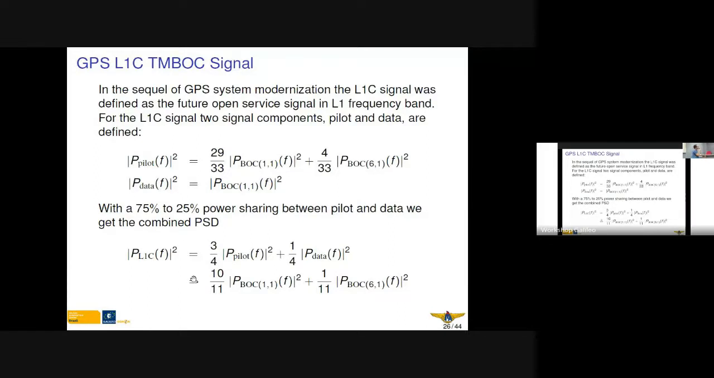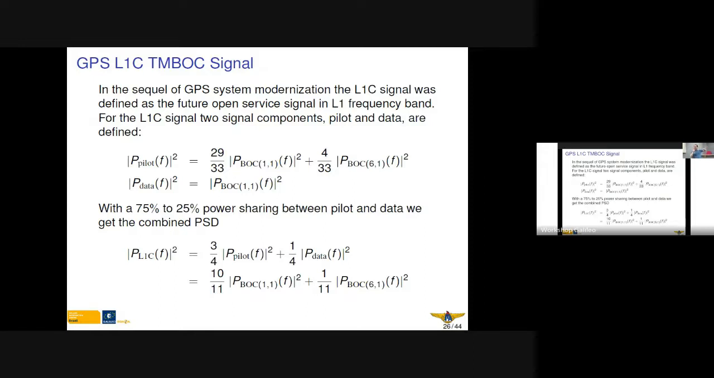So the overall PSD of the L1C signal is given here below with the power sharing of 3/4 of the pilot to 1/4 of the data. And we end up with 10 to the 11th of box 11 plus 1 to the 11th of box 61. And this is the same power spectral density of this overall open service signal with the two components with Galileo, right? We just talked about this.